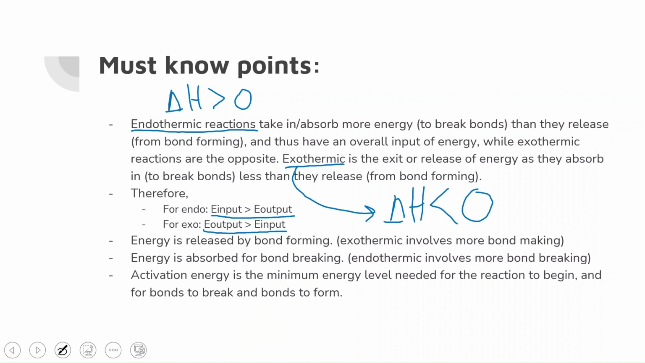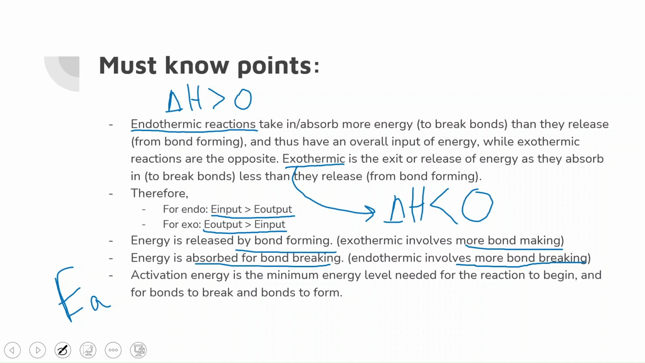This is just reiterating the fact that energy is released by bond forming. So exothermic involves more bond making, and energy is absorbed for bond breaking, which means that endothermic involves more bond breaking. And activation energy, which is nothing but EA, is the minimum energy level that is needed for the reaction to begin.